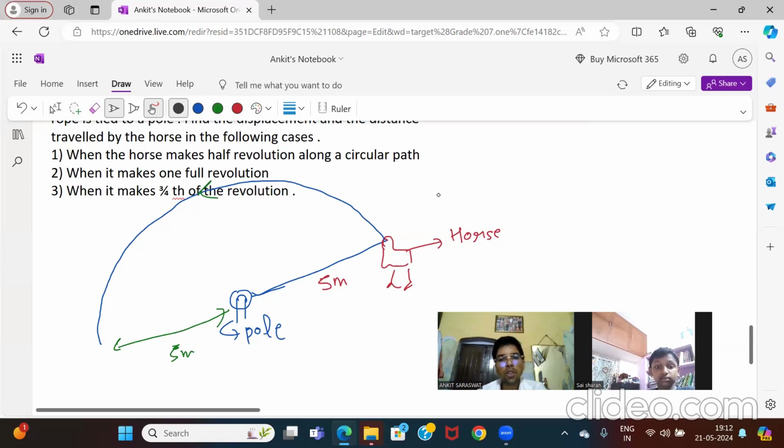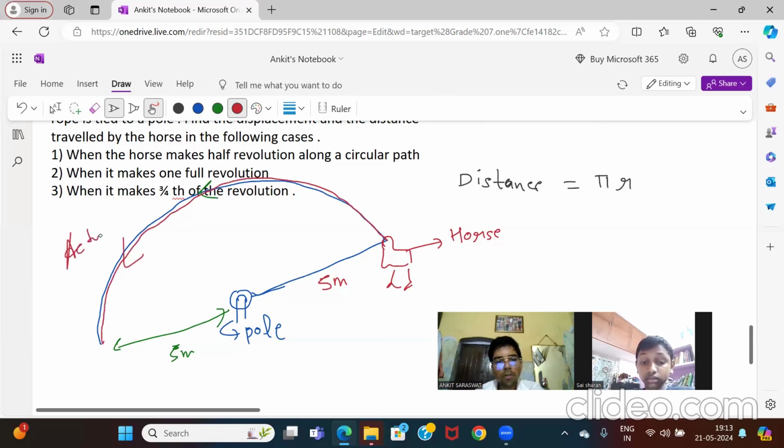Then in this half revolution, what is distance? Distance is half of 2 pi r, that is pi r. What is the meaning of distance? Distance means length of actual path. Horse is going along this path. This is the actual path. Clear? Yes, sir.